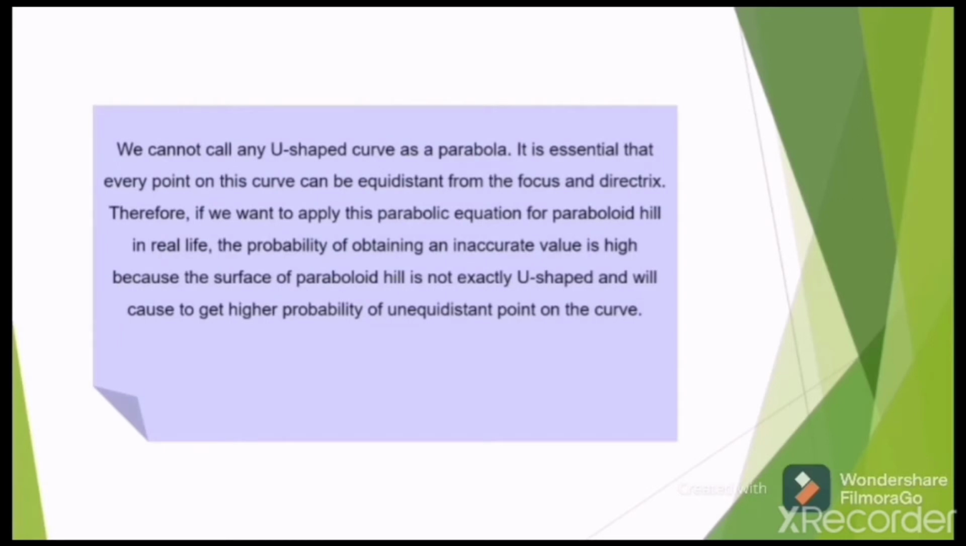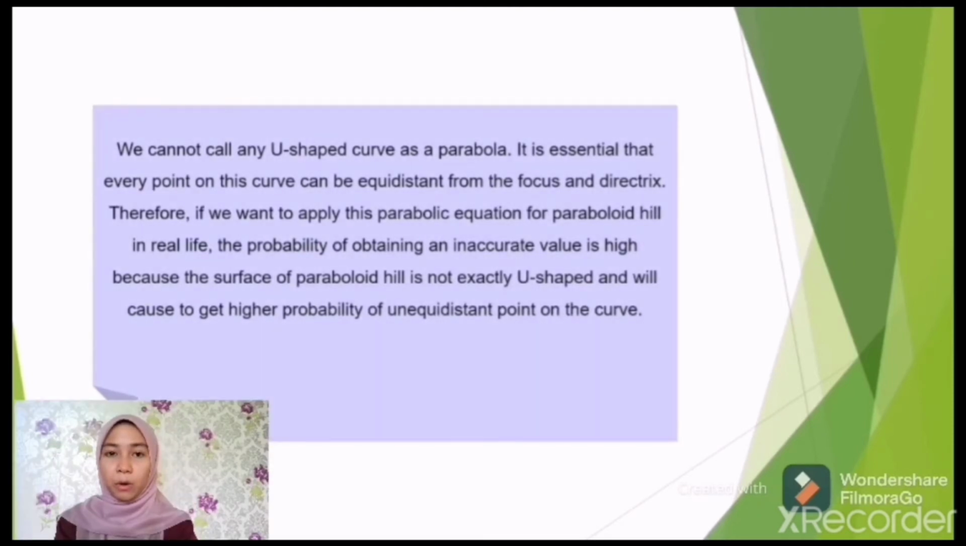So, to conclude what the limitation in the slope of surface topic is, we cannot call any U-shaped curve a parabola. It is essential that every point on this curve is at equal distance from the focus and directrix. Therefore, if we want to apply this parabolic equation to a paraboloid hill in real life to get the slope of surface, the probability of obtaining an inaccurate value is high, because the surface of the parabolic hill is not exactly U-shaped, and this will cause a higher probability of unequal distance points on the curve.